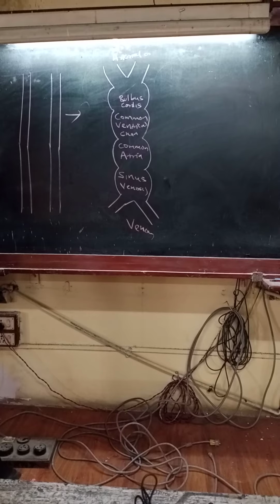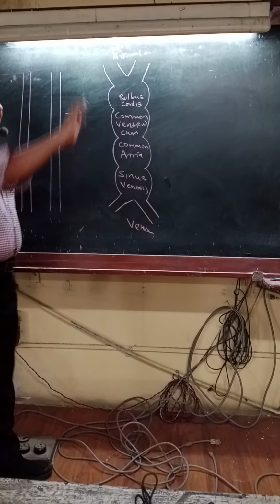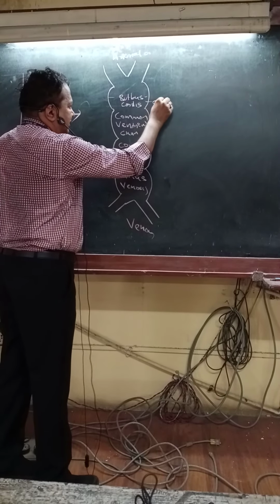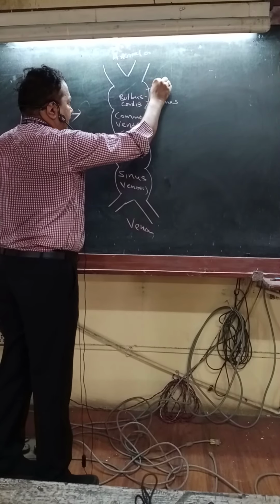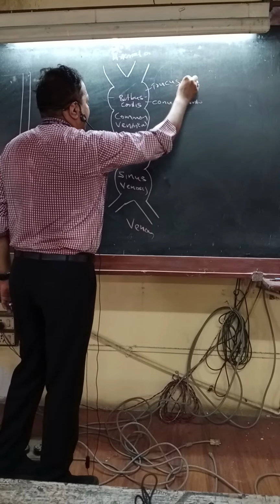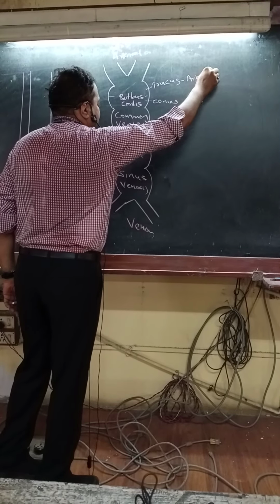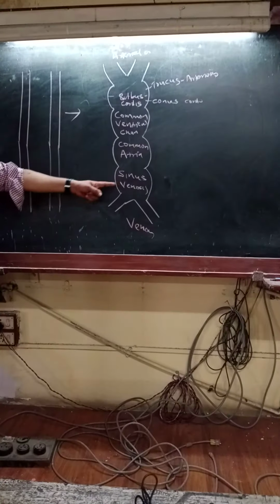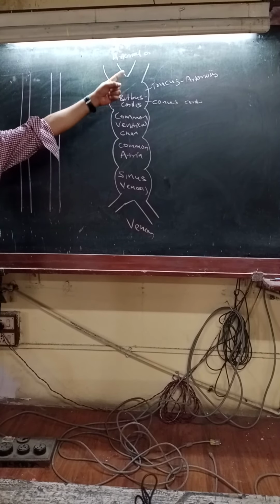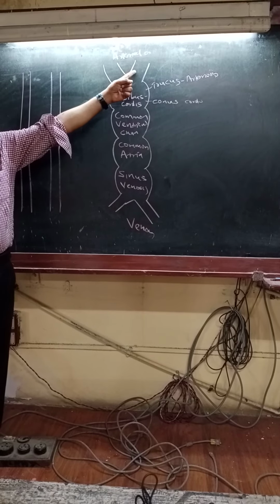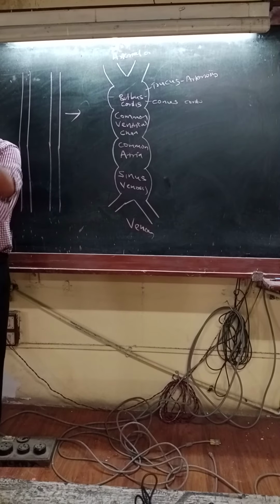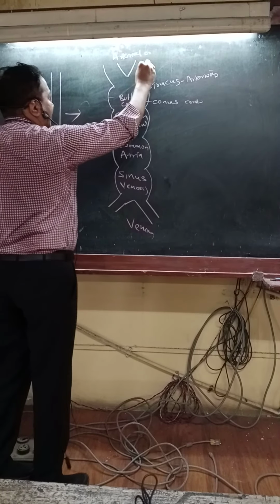This bulbus cordis gets divided into two parts. Lower part, conus cordis. Upper part, truncus arteriosus. So: sinus venosus, common or primitive atrial chamber, primitive ventricular chamber, and bulbus cordis, lower conus, upper truncus arteriosus, which is continuous with the arterial arches.